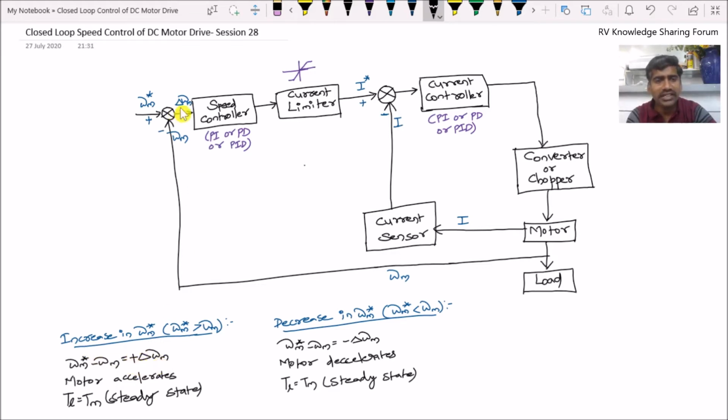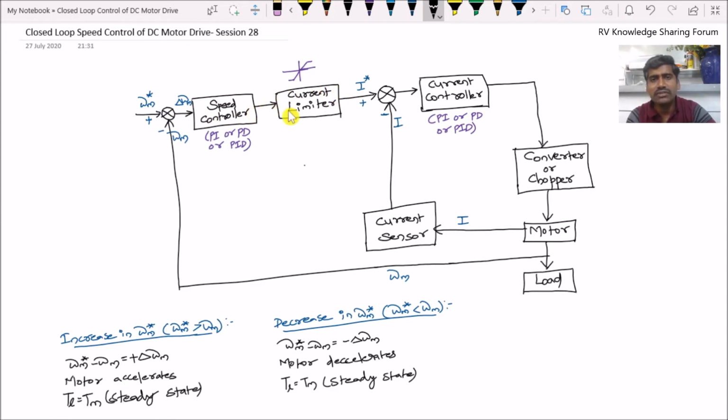This positive error signal delta omega m is fed to the speed controller. This speed controller may be a PI controller or PD controller or PID controller. The speed controller processes this error signal. That means this speed controller amplifies this error signal. The amplified or processed error signal is then fed to the current limiter.